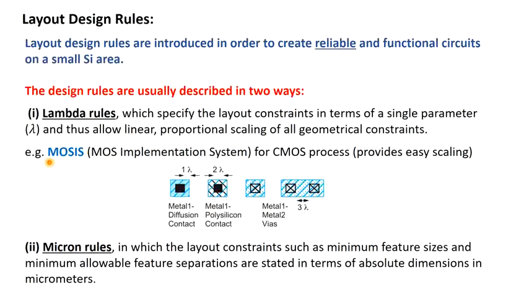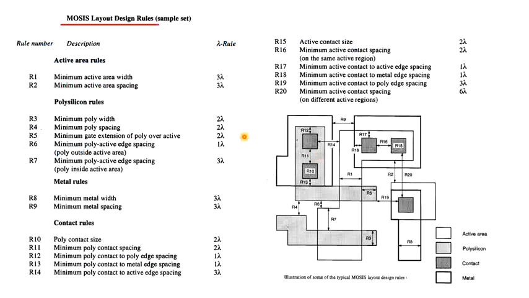Let us now spend some more time to see how this MOSIS rule can guide us for a CMOS process flow. This slide shows the MOSIS layout design rules, which show active area rules, polysilicon rules, metal rules, contact rules, and these are not the complete design rules given by MOSIS. You can find them on the website as well as in Kang's book.